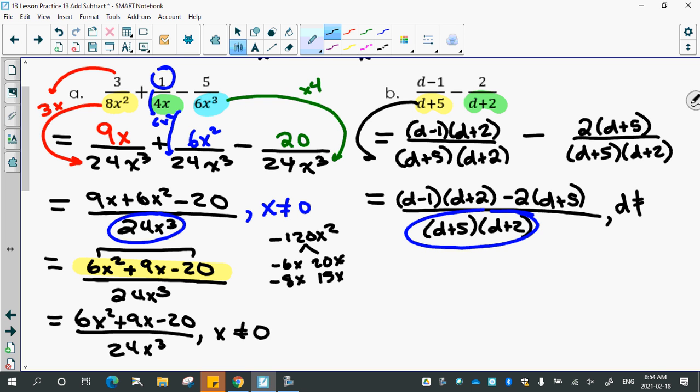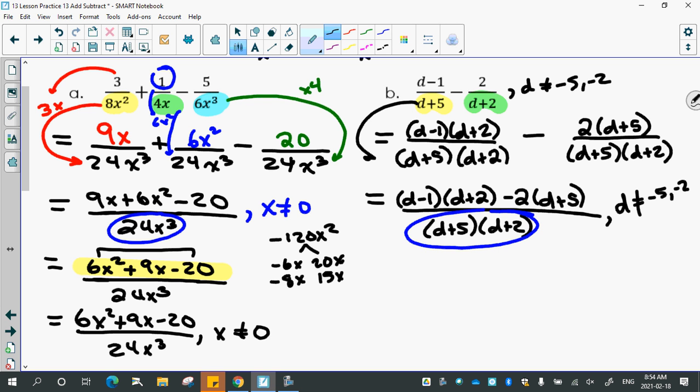So where do we think the restrictions are going to be here? Yep, d can equal -5 or -2. Correct. Did everyone see that? Yeah, I could have done it way back here. d can equal -5 or -2. See how I could have done it here? Okay.